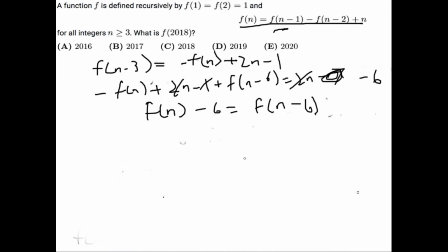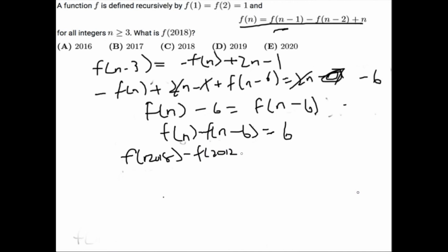So I cleared up some space, and what we can actually do is rearrange this equation to f of n minus f of n minus 6 is equal to 6. And you can leave it like this, but just for demonstration's sake, I think this is a little bit more clear. So if we plug in 2018 for n, we have f of 2018 minus f of 2012 is equal to 6. And continuing to go down by 6's, we have f of 2012 minus f of 2006 is 6. F of 2006 minus f of 2000 is 6.